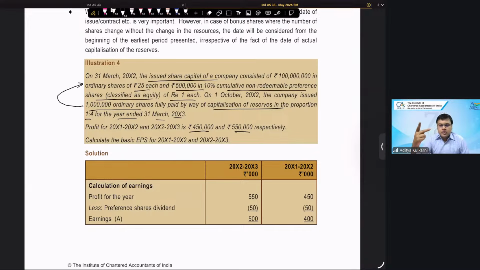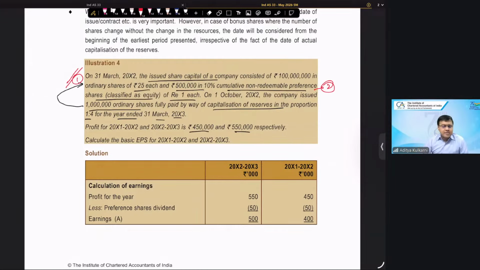Two types, sir. So I'm going to calculate EPS from the perspective of which equity share? Am I going to calculate from the perspective of ordinary shares, or from the perspective of non-redeemable preference shares? Ordinary shares. Ordinary shares, absolutely. So that is the perspective you have to follow.